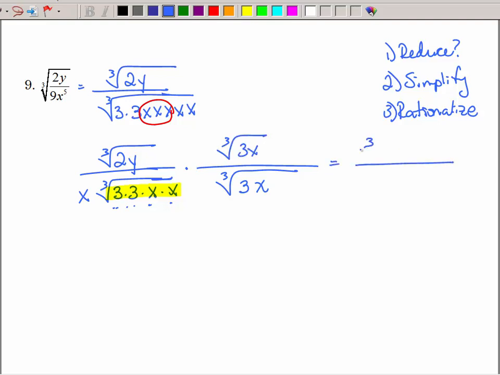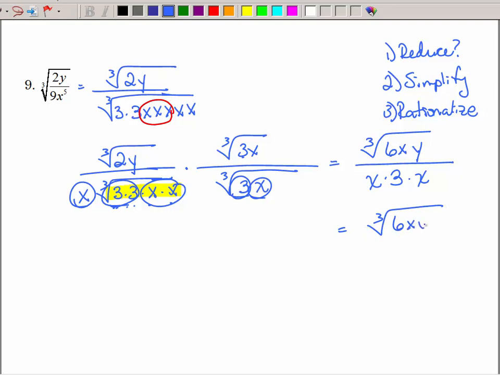So that gives me on top the cube root of, not 2, let's go ahead and multiply that together. What do I have? 2 times 3 is 6 times x times y. And on the bottom I have this x multiplied by a 3 multiplied by another x. So just to write that a little bit nicer, that's 3 times x times x, which is 3x squared.